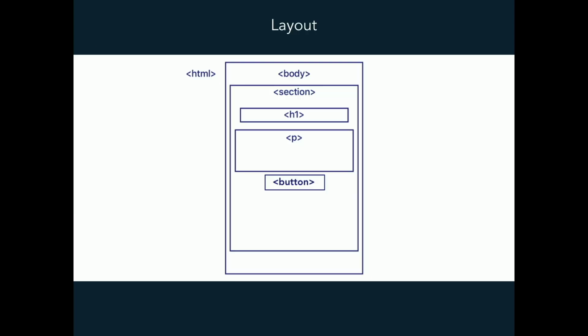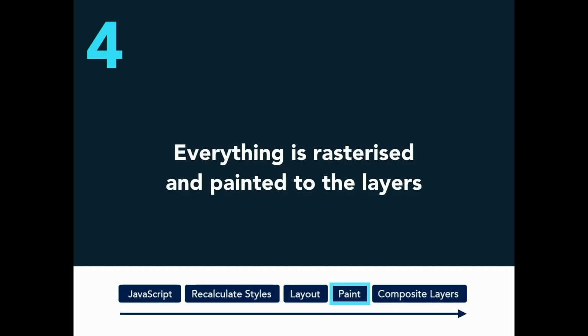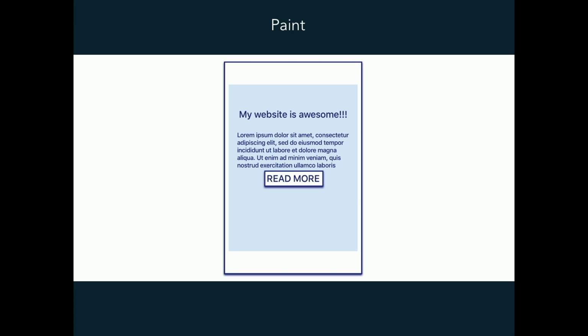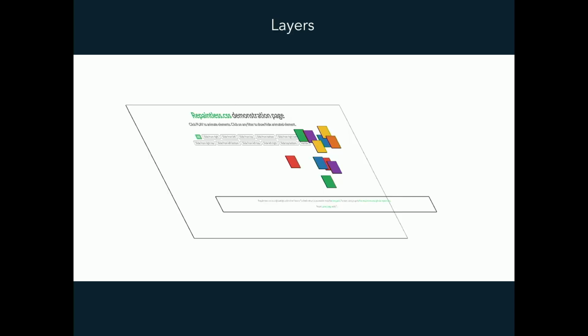At this point, the browser is trying to figure out where each element is going to be positioned and how much space it is going to take, and it's showing it as a collection of vector boxes. After that, everything is rasterized and painted to the layers. So we take our vector boxes and we change them to pixels. I said it's showing it, it's putting it onto the layers.